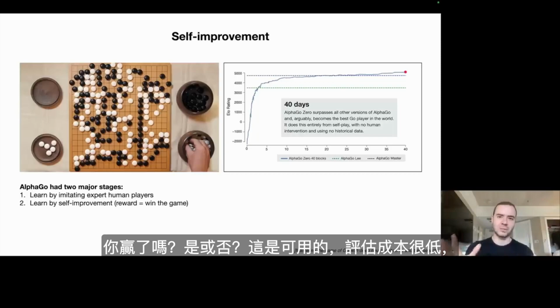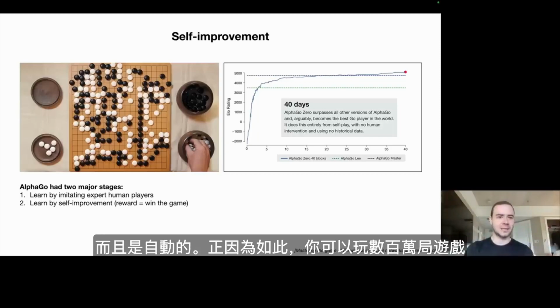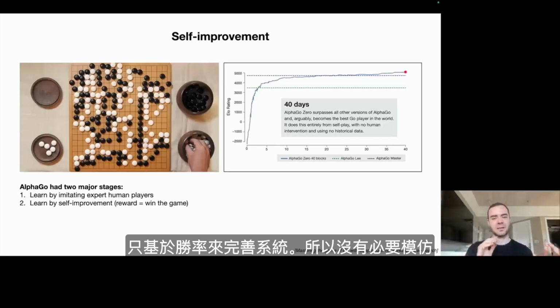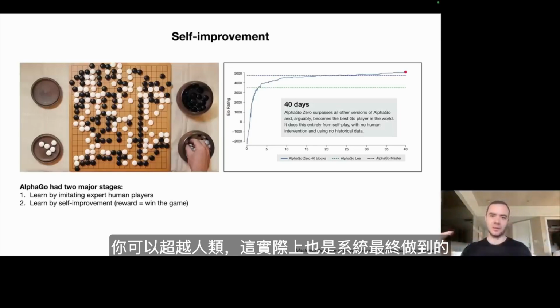This is something that is available, very cheap to evaluate, and automatic. And so because of that, you can play millions and millions of games and kind of perfect the system just based on the probability of winning. So there's no need to imitate. You can go beyond human. And that's in fact what the system ended up doing.